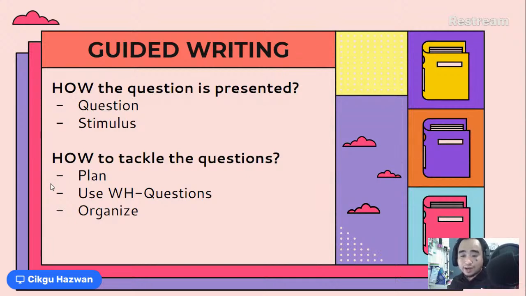Okay. And then how to tackle this question? Okay, biasa orang main bola je tackle ni. But you're going to tackle the question by number 1, you do the planning. Next, you use WH questions, and finally you organize. Okay, so plan, use WH questions, and organize.